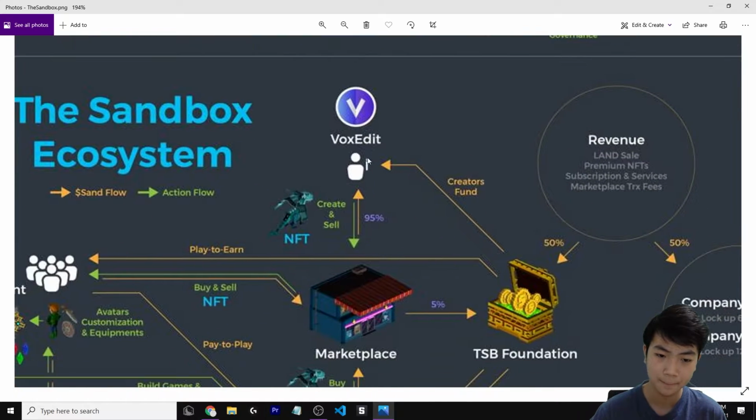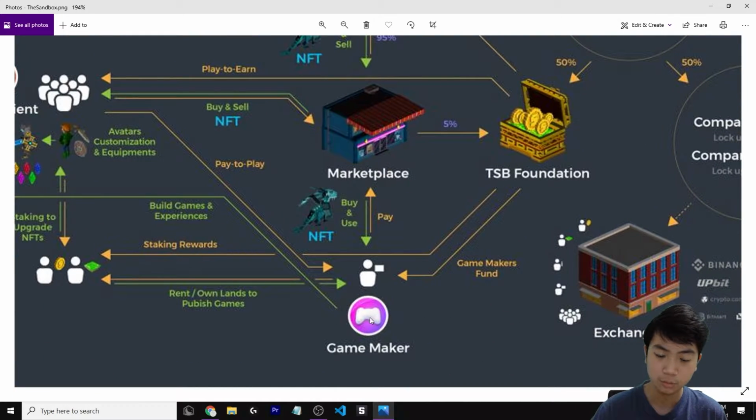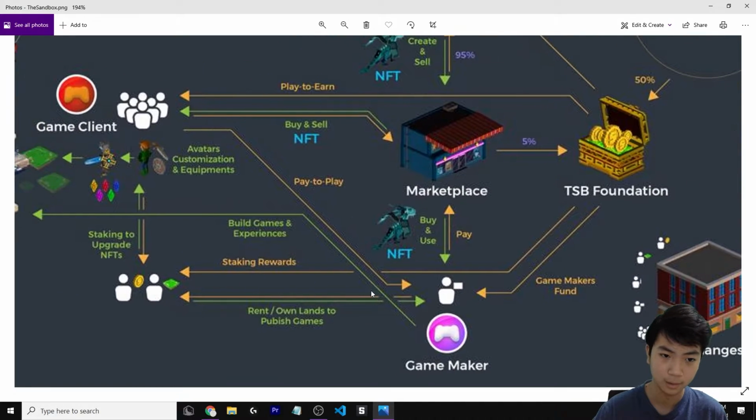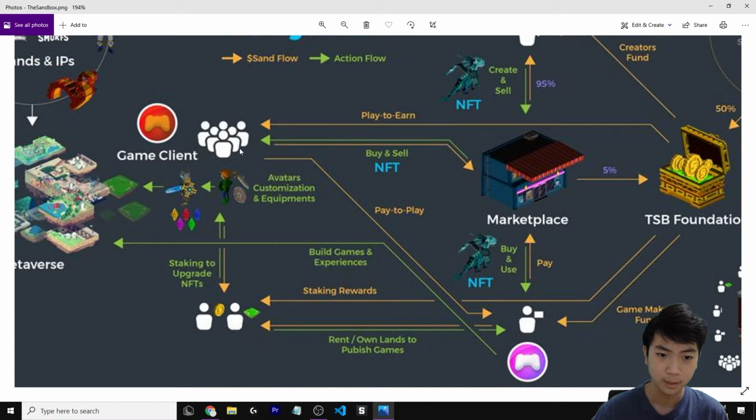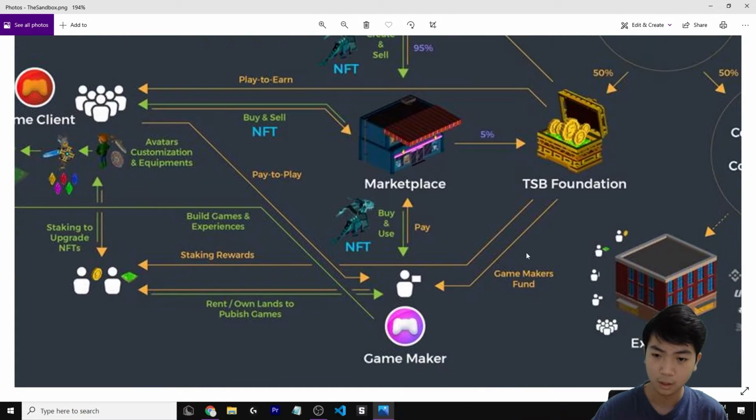So now let's take a look at the Game Maker. As a game maker, we can do a lot of things basically. We can buy and use NFTs from the marketplace for our game. Once we did that, we can publish our games for other people to play, such as the Game Client. They can pay to play our game, and we will get the money from that. Also, the TSB Foundation, which is the treasury of The Sandbox, will pay us to make a mini game, and we can also rent and buy land to publish our game to the metaverse.